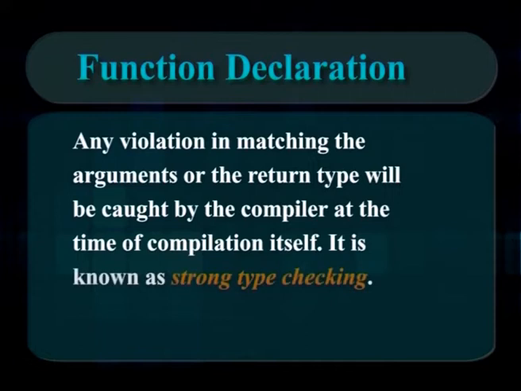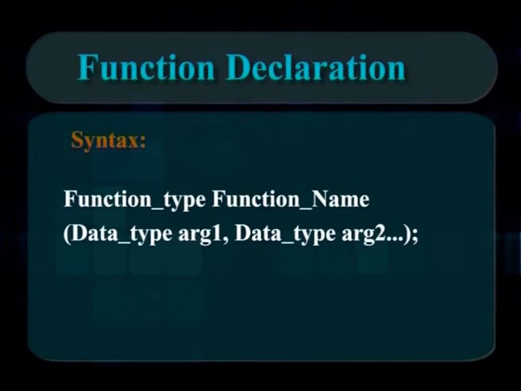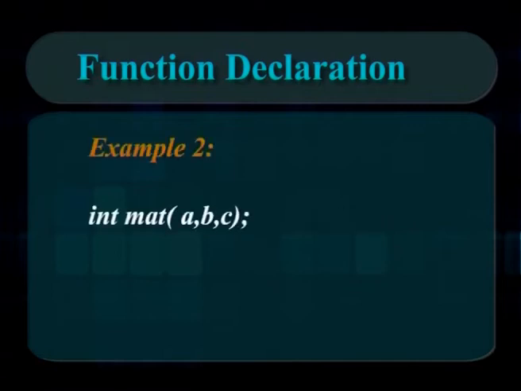It is known as strong type checking. A semicolon terminates it as it is a complete statement in itself. The syntax is as shown. Example 1. int mat(int a, int b, int c); Example 2. int mat(a, b, c); Each argument variable can be declared inside the function independently without data type.